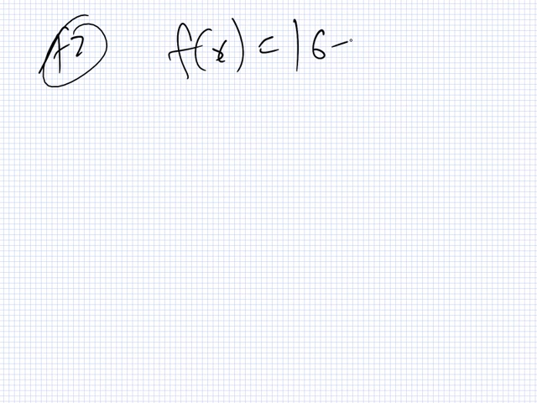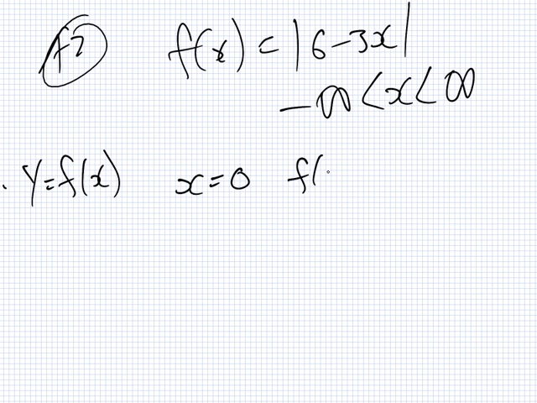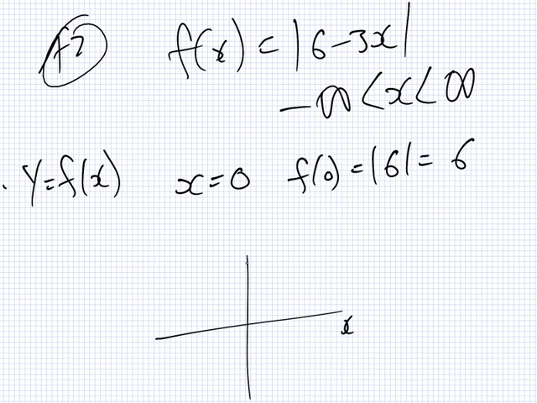The function f of x is defined as f of x equals absolute value of 6 minus 3x, where x is between minus infinity and infinity. Draw a sketch of y equals f of x, showing clearly the coordinates of the points where the graph crosses or meets the axes. Okay. So when x equals 0, f of 0 will equal the absolute value of 6, which is equal to 6. So straight away I know that my graph will cross the axis at 6.